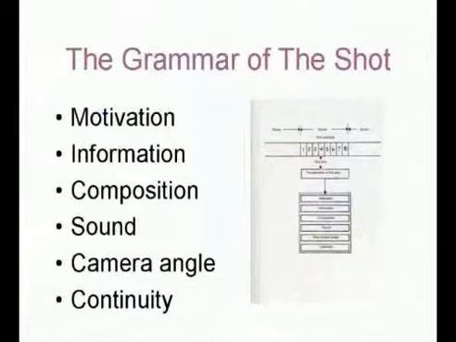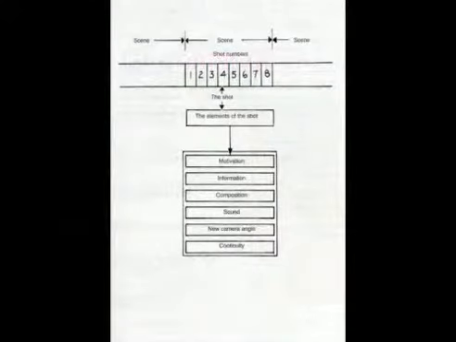Okay, the grammar of the shot. There's a number of things that need to be thought about when you're creating or designing a shot. As you see here, you've got the relationship between shots and scenes. So you have the scene in the middle and you have 1 to 8, being 8 shots making up this particular scene. And in each shot, there are a number of things that need to be considered.